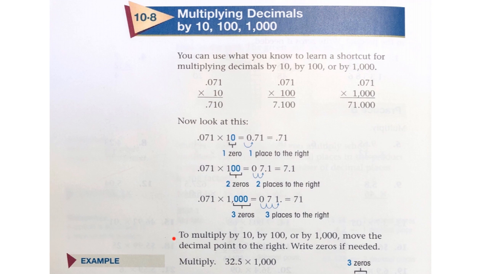To multiply by 10, by 100, or by 1000, move the decimal point to the right. Write in zeros if needed.